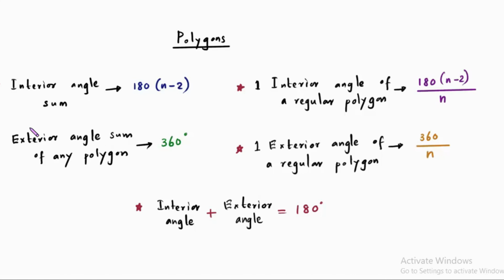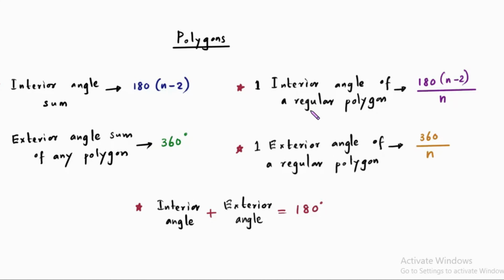So we have about 5 formulas when it comes to polygons. If we are trying to calculate the interior angle sum of a polygon, then we need to multiply the number of sides minus 2 with 180 degrees. That will give us the value of the interior angle sum. The next one is that the exterior angle sum of any polygon will always be equal to 360 degrees. No matter how many sides that polygon has, it will always be 360 degrees.